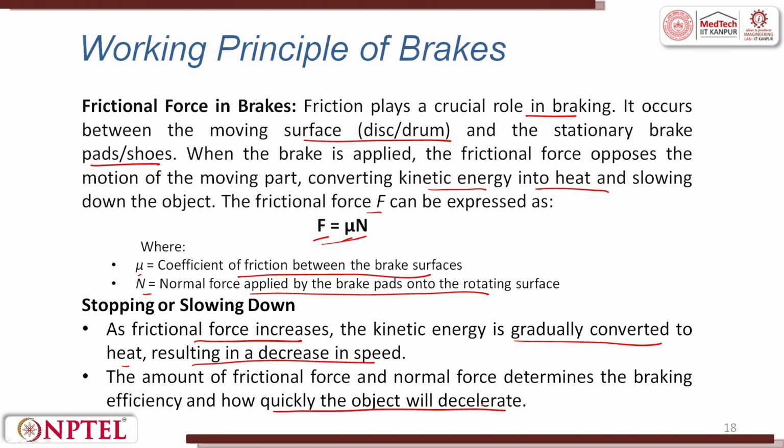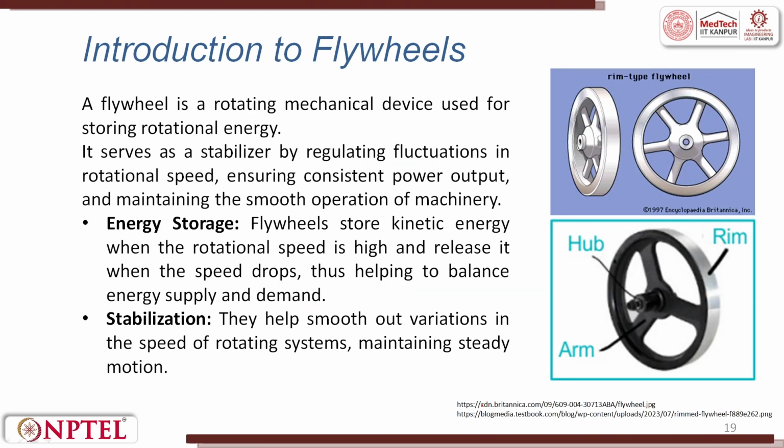I will now give you a brief introduction to flywheels. Rim type flywheel. A flywheel has a hub, a set of arms, and a rim. So, what is a flywheel? It is a mechanical device that helps to store energy. Because of the weight of the flywheel, angular momentum is there that helps to store rotational energy. This rotational energy in the form of kinetic energy is proportional to the product of its moment of inertia and the square of its rotational speed.